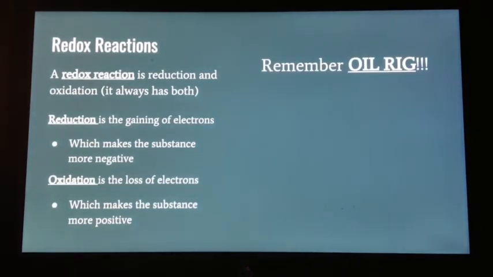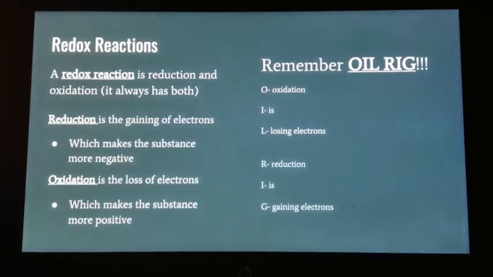A good way to remember this is OIL RIG. OIL stands for oxidation is losing electrons, and RIG stands for reduction is gaining electrons.